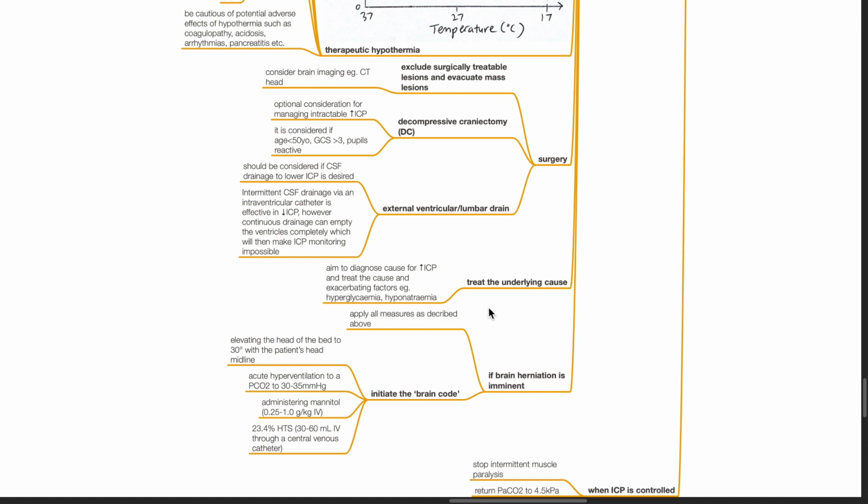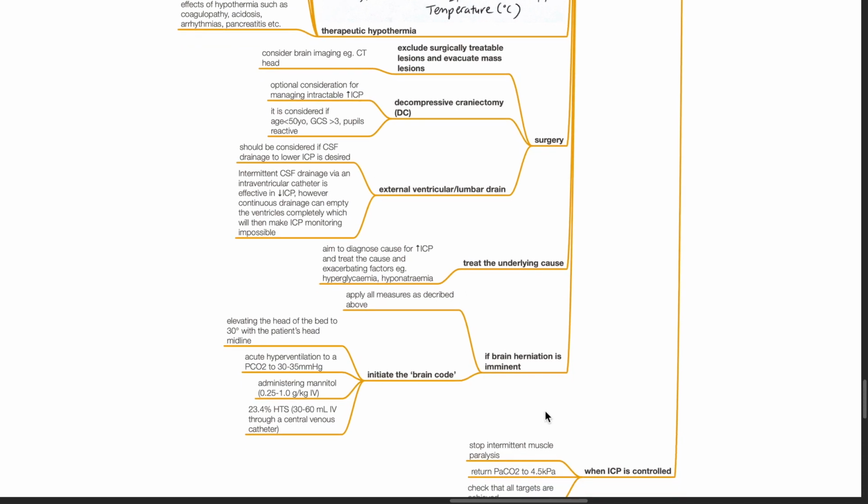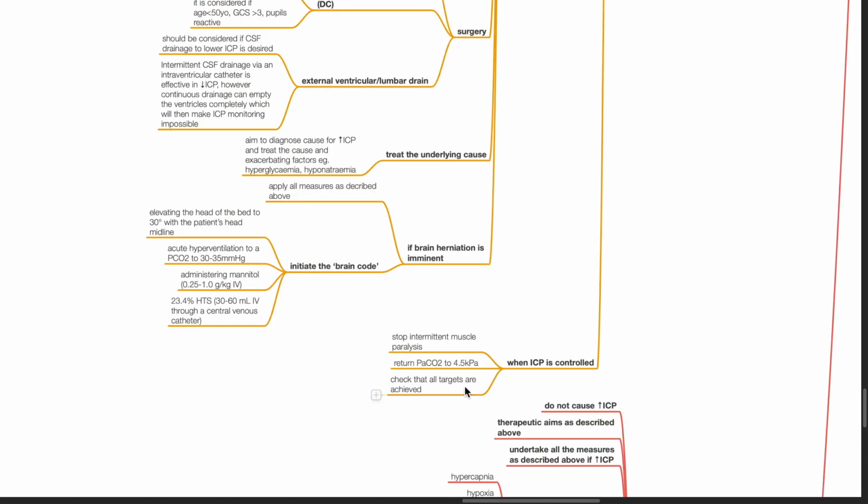If brain herniation is imminent, apply all measures as described above. Initiate the brain code. Elevate the head of the bed to 30 degrees with the patient's head in midline. Acute hyperventilation to a PCO2 of 30 to 35 mmHg. Administer mannitol or hypertonic saline. When ICP is controlled, stop intermittent muscle paralysis, return PaCO2 to 4.5 kPa, and check that all therapeutic targets are achieved.